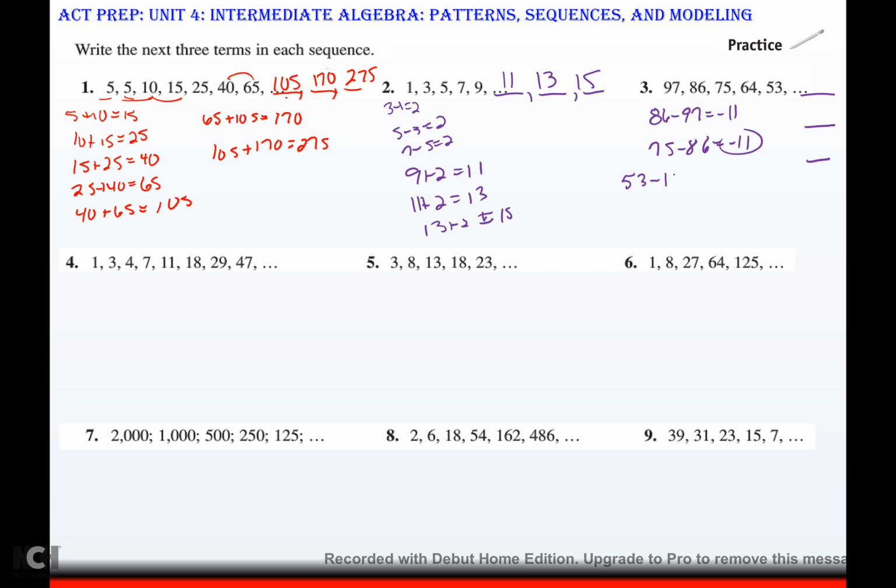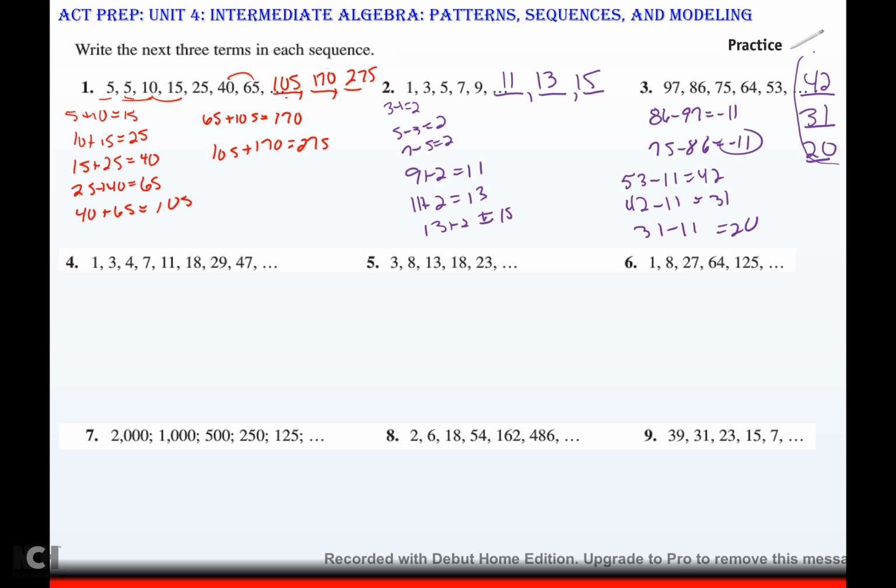So 53 minus 11 is 42. 42 minus 11 is 31. 31 minus 11 is 20. And those would be my next 3 terms.